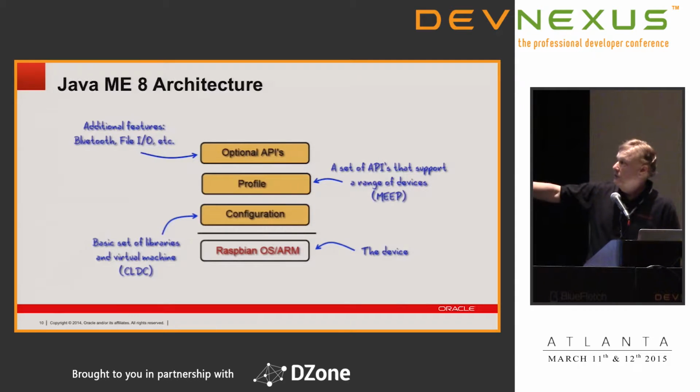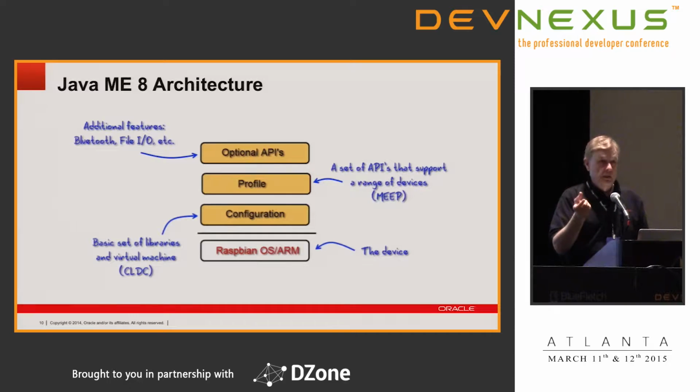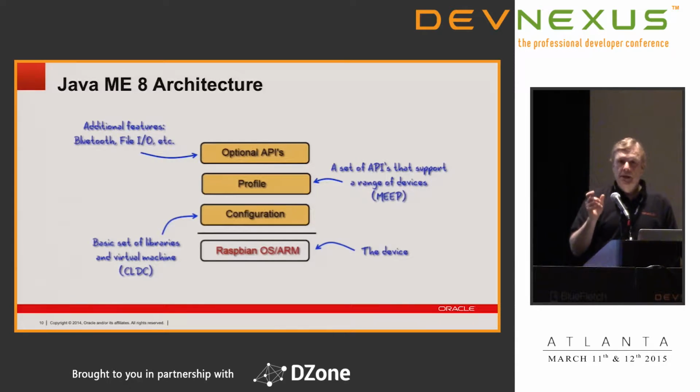So here's the architecture. At the bottom, the Raspberry Pi has an ARM CPU, the ARM standard. ARM doesn't actually make hardware, but they have a standard. They have the specs that chip makers then create hardware according to. So the device is an ARM processor. It runs the Raspbian OS, which is a flavor of Linux.